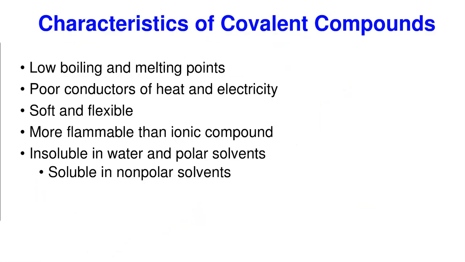So what are the characteristics of covalent compounds that are formed that have covalent bonds in them? Now, the characteristics are opposite of the characteristics of ionic compounds. They have low boiling and melting points. Of course, when you compare them with ionic compounds, which have high boiling and melting points, the covalent bond is much weaker than the ionic bond. It takes less energy to break down, and that is why they have low boiling and melting points.